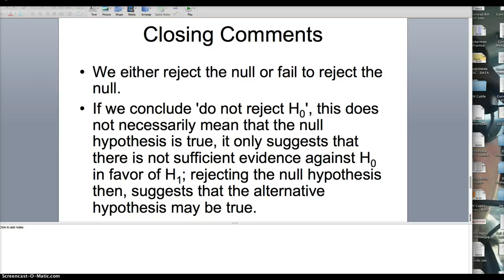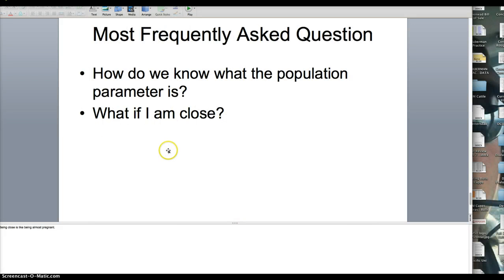We either reject the null hypothesis or fail to reject the null hypothesis. We don't say that it's true because we can't ever really know for sure. We'll never know for sure about any of this. We're just making a highly educated guess about that. And we don't know for sure what the population parameter is. We are making our best estimate of what we think is happening. So when people say, well, how do you really know what it is? We don't. It's just a guess.